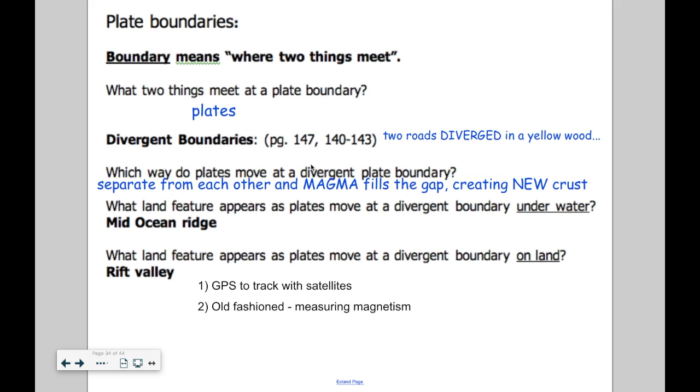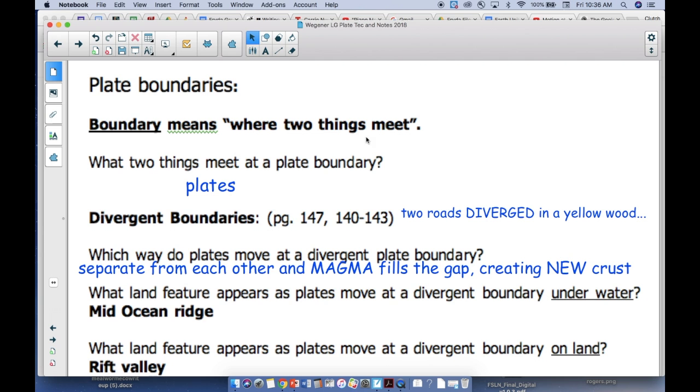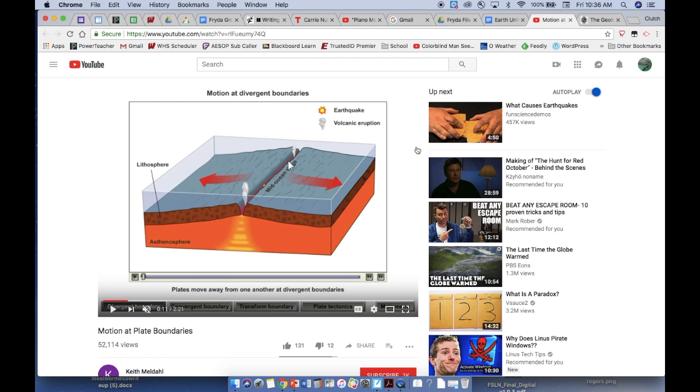And I'm actually going to start with the old-fashioned way because I think it's really interesting how people have used the development of technology over the last 70 years or so to help us to understand divergent plate boundaries. And then I'll talk about how we use GPS on satellites in modern times to make this so much more easy. First, let's start by taking a look at some video of what is actually happening at a divergent plate boundary.